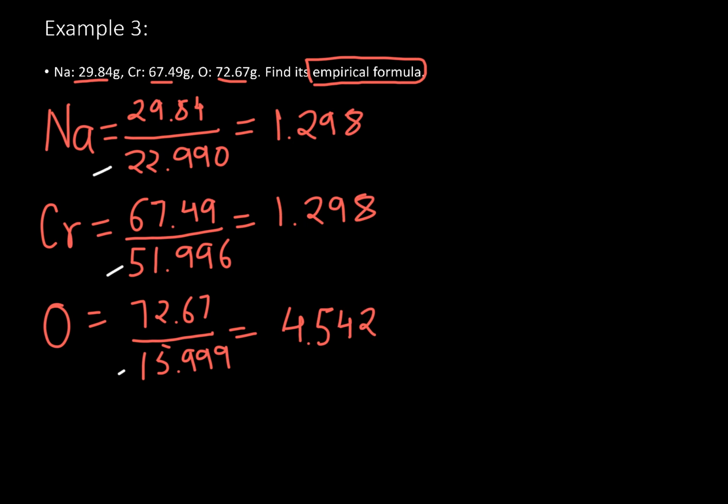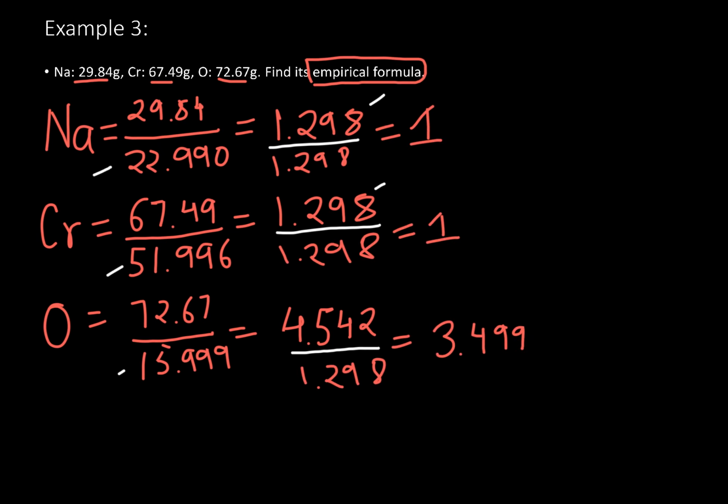And so after dividing, these are the three answers that I got. Now remember what we did in the last two problems? We chose the smallest one of the moles and we divided all the moles by that number. In this case, sodium and chromium both have the same answer, and so we're going to divide these three numbers by 1.298. And after dividing, these are the three answers that I get. One for sodium, one for chromium, and 3.499 for oxygen.